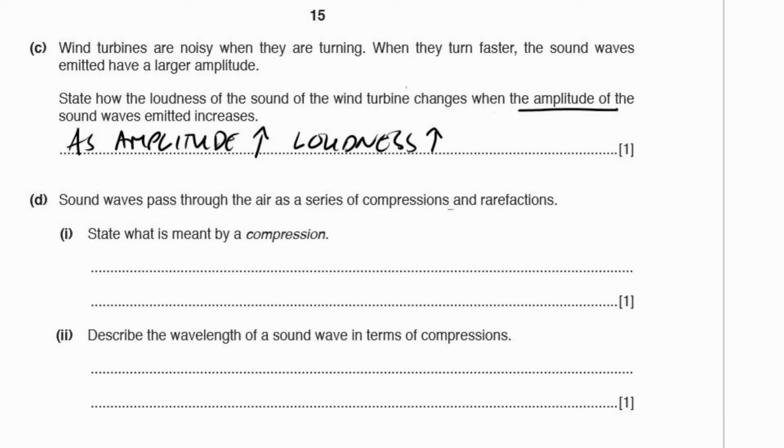D. Sound waves pass through the air as a series of compressions and rarefactions. State what is meant by a compression. A compression is an area of high pressure, a rarefaction is an area of low pressure. So a compression is a high pressure area. And 2, describe the wavelength of a sound wave in terms of its compressions.